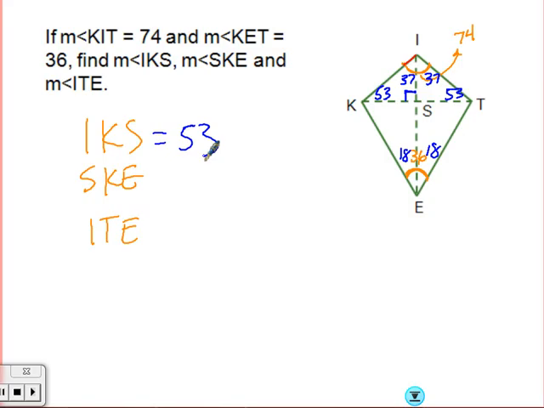SKE. So here, we didn't get that one. This is 18. This is a right triangle here also. So this is just 180 minus 90 minus 18, which leaves us with 72. Okay, SKE is 72. And ITE, we have that one already. That's 53. Okay, so lots of right triangle information and things we can figure out with properties of kites.